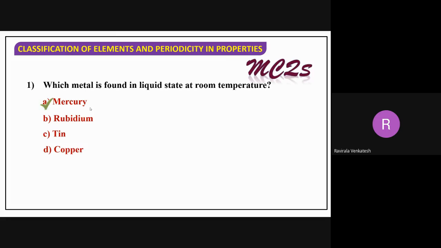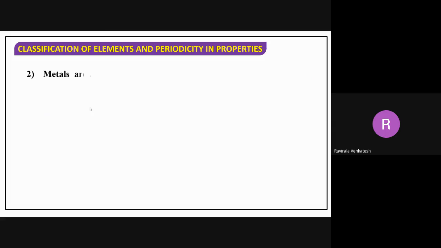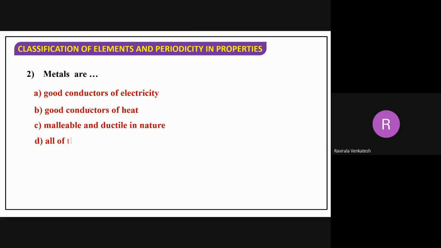I think you know this answer, mercury. Everyone knows this one. Tell me an answer. What about this one? Which answer is correct? So all of the four above. All are what? Malleability, good conductor. Right.